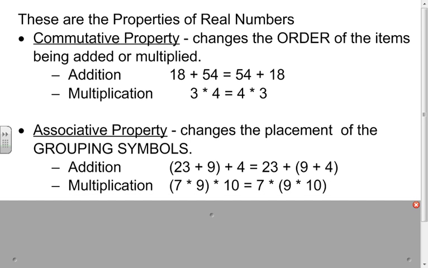There's also the associative property of multiplication. I have 7 and 9 and 10. On the right side, I have 7 and 9 and 10, so the order stayed the same. The only thing that changed is where I put those parentheses. Okay? If I solve both sides of it, I'll get the same answer. 7 times 9 is 63. 63 times 10 is 630, and I get the same thing on the right side also.